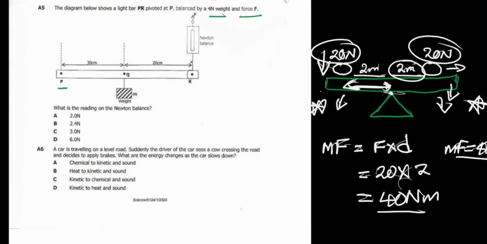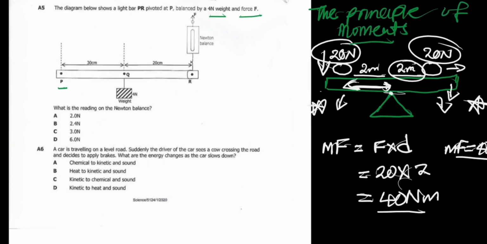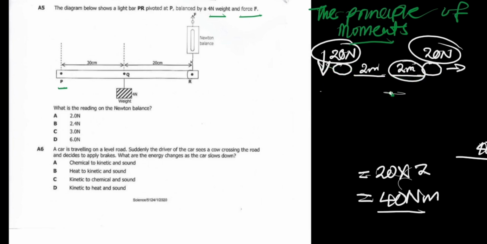Now, what is demonstrated here is actually what we call the principle of moments. The principle of moments states that the sum of the clockwise moments must be equal to the sum of anti-clockwise moments. So when these two are equal, then the object is actually balanced at the pivot. So let's go ahead and look at the question that we have.